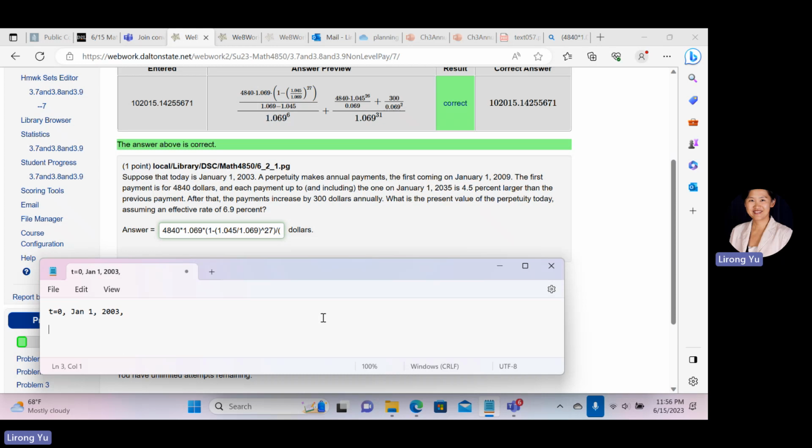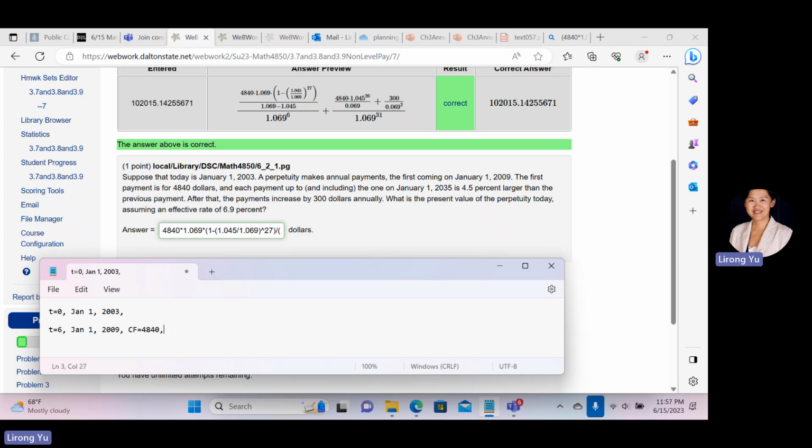Then the first payment is January 1st, 2009. So if you count the number of years, 9 minus 3, that's already t equal to 6. The amount of the payment is 4,840. You can make it negative or positive along the timeline, but let's consider that being positive.